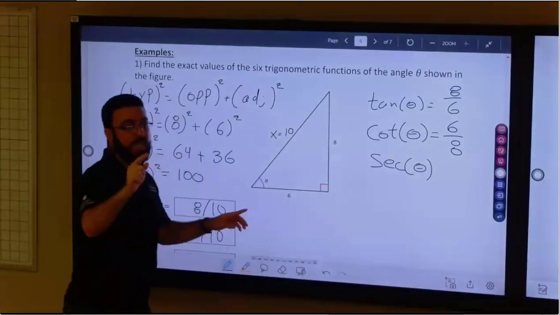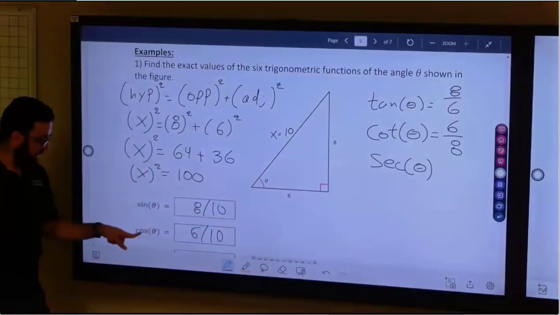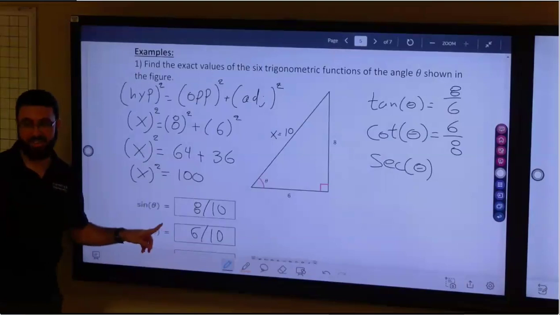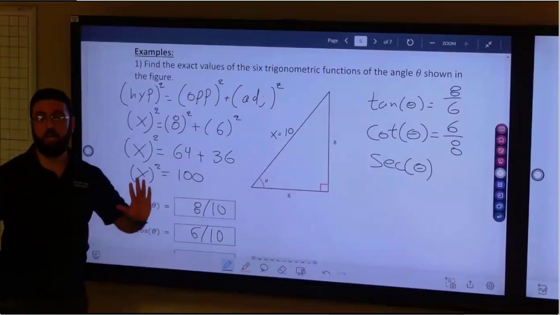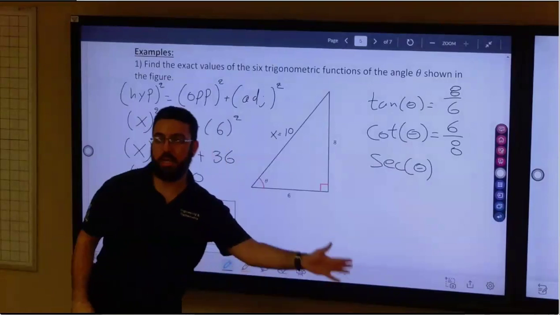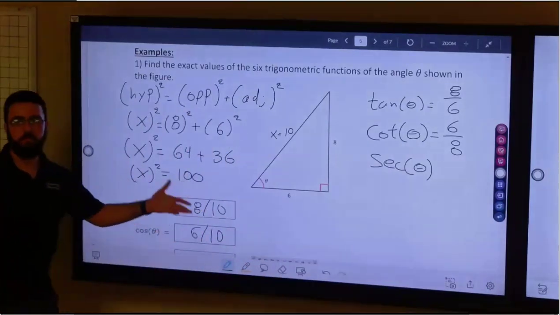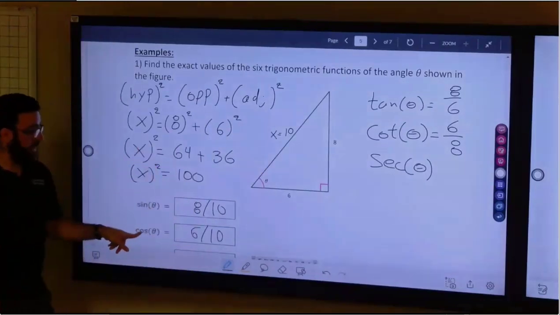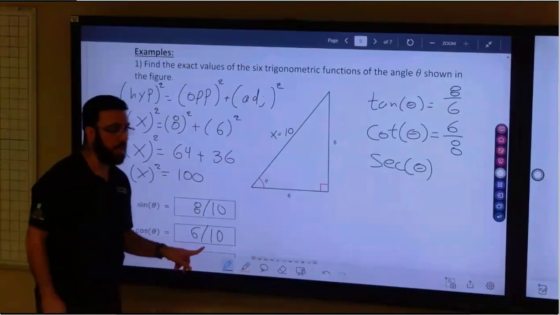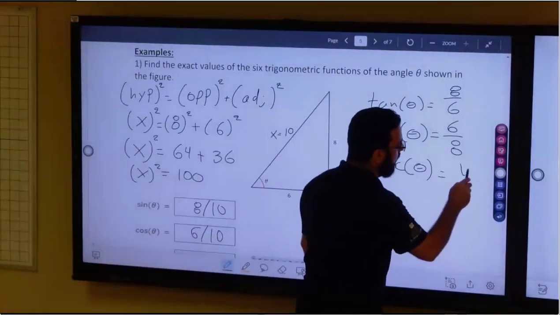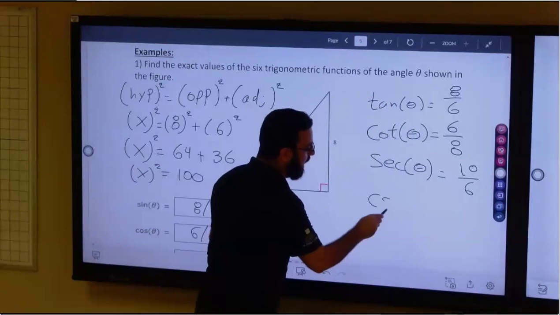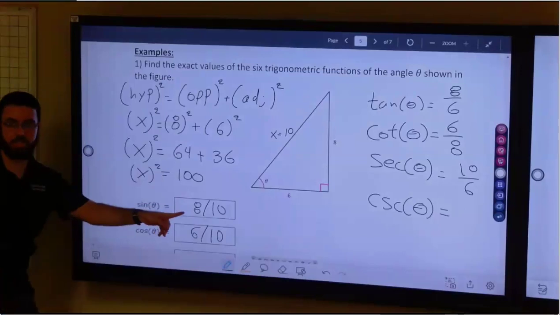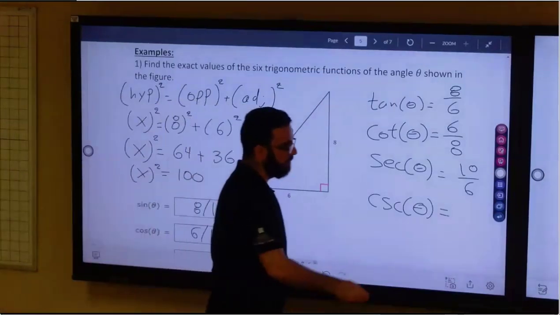What about secant? Secant is the reciprocal of cosine. You know what I'm talking about? You can go back to the first page and use the identities: the secant is the reciprocal of the cosine, so it's going to be 10 over 6. What about cosecant? It's the reciprocal of the sine, which is 10 over 8. That's it.